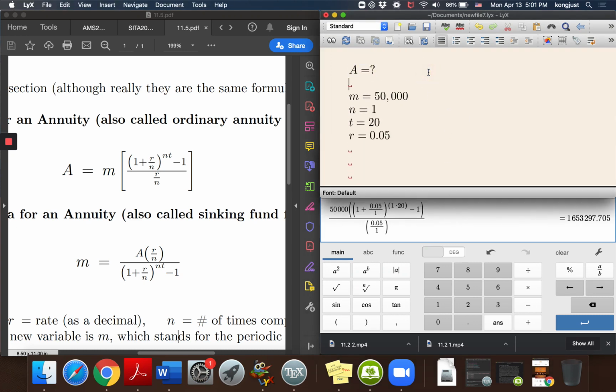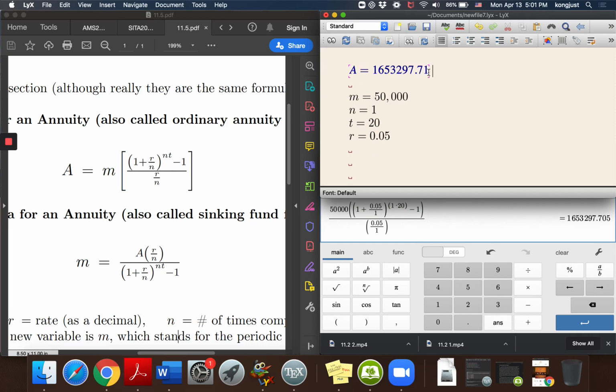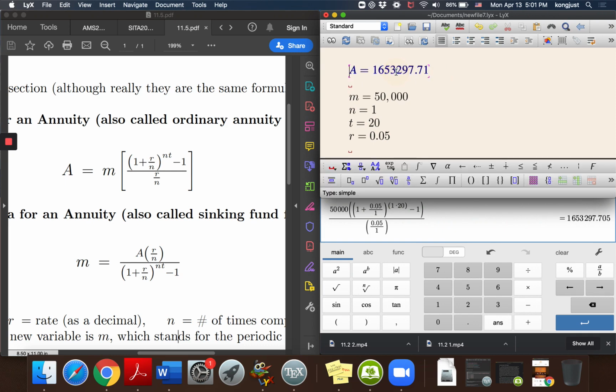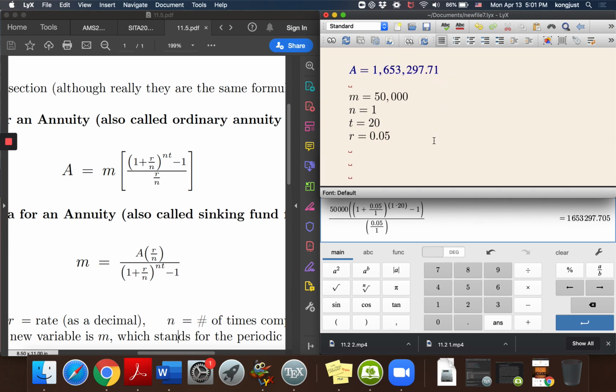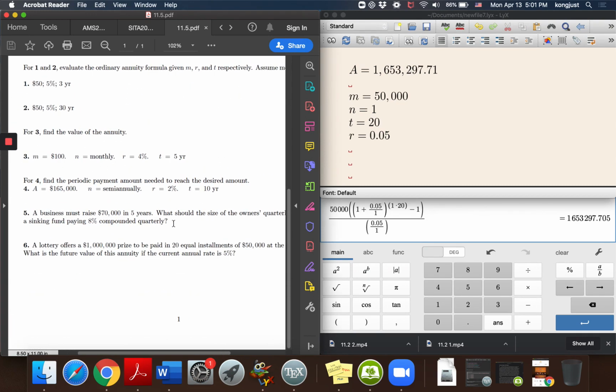What is A? A is 1,653,297.71 to the nearest cent. What is that? That's 1,653,000. Oh, that sounds better than 1 million. 1,653,297. Sweet. So that's the answer to the last question. That's how much you would end up with if you're patient enough to just put all that money into the annuity and not spend it.